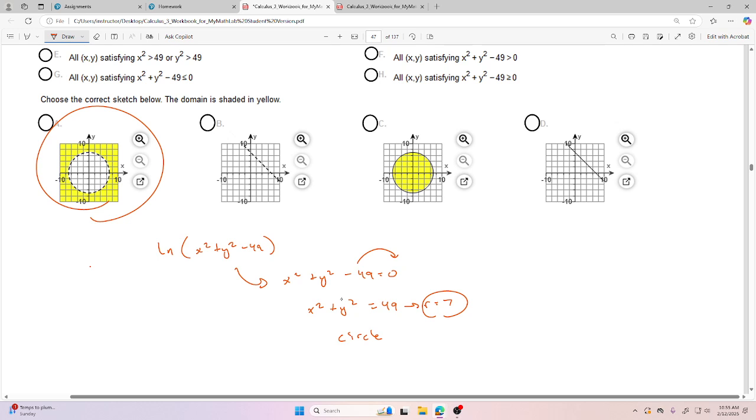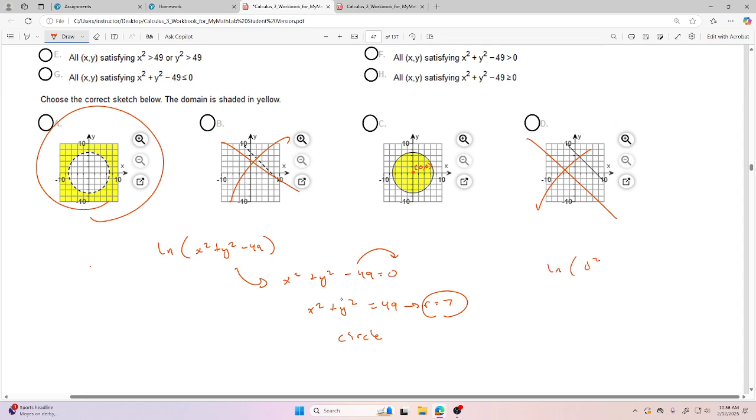We have a circle with a radius 7. So this one clearly doesn't work. This one clearly doesn't work. It's going to be one of these two, right? And now I need to know, do I want inside the circle or outside the circle? That's when I start plugging in some numbers. What would be an easy number that's inside of the circle? 0, 0. Exactly right, you guys got it. So let's try that.